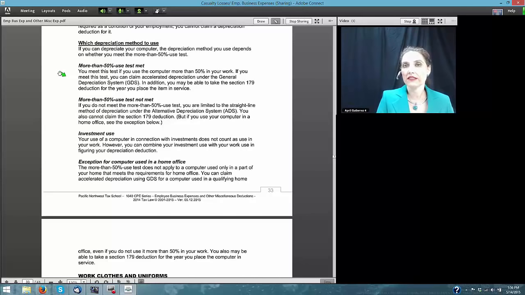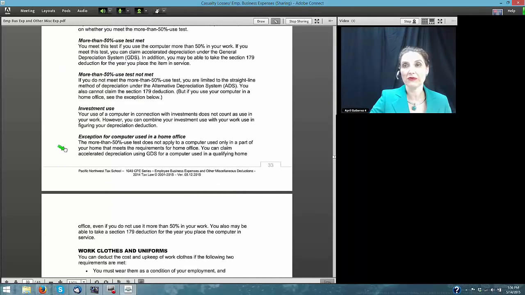Now, there is an exception to that rule, and that is if you maintain that computer in a dedicated business office, even including a home office, and you use it exclusively for that purpose, then you don't have to show that it's more than 50% business use, but it would be difficult to have a computer not be 100% business use if it's in a dedicated office.